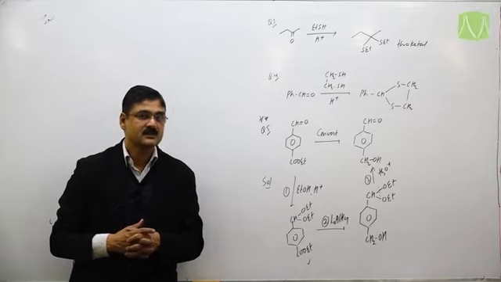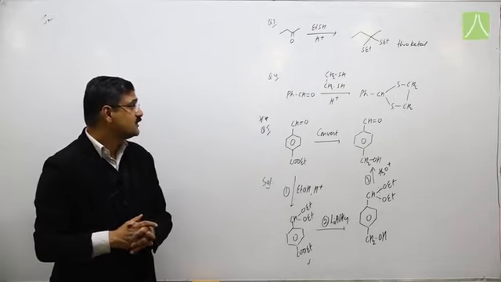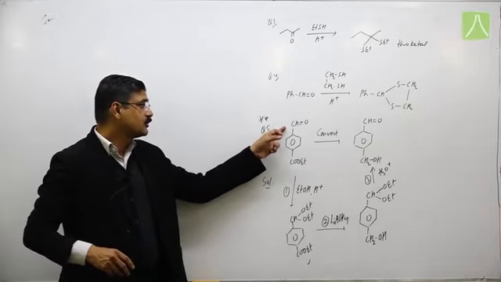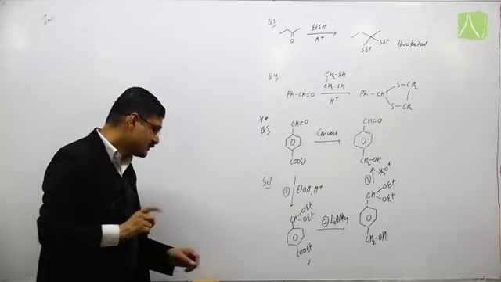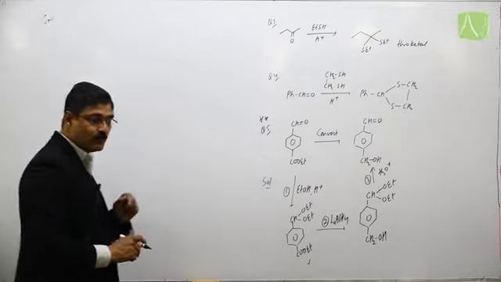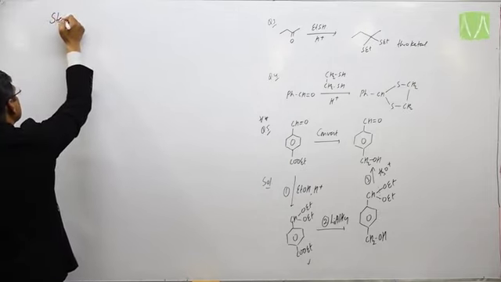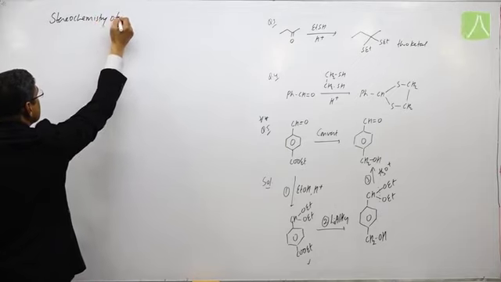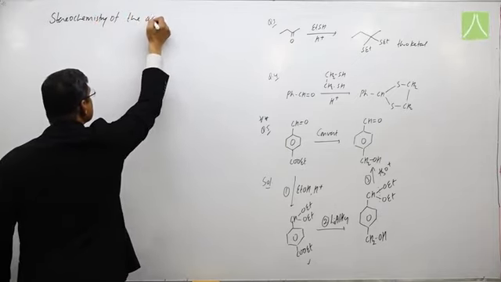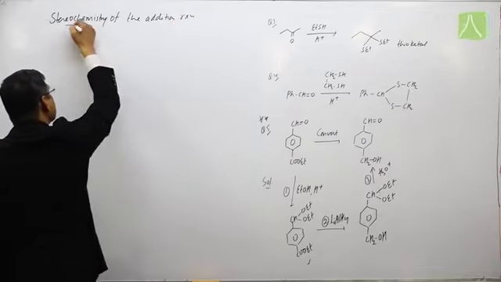The next reaction is addition of alcohols. It is very important, because it is used to protect the carbonyl group from basic reagents also. So now lastly I wrote two more examples. Stereochemistry of the addition reaction.